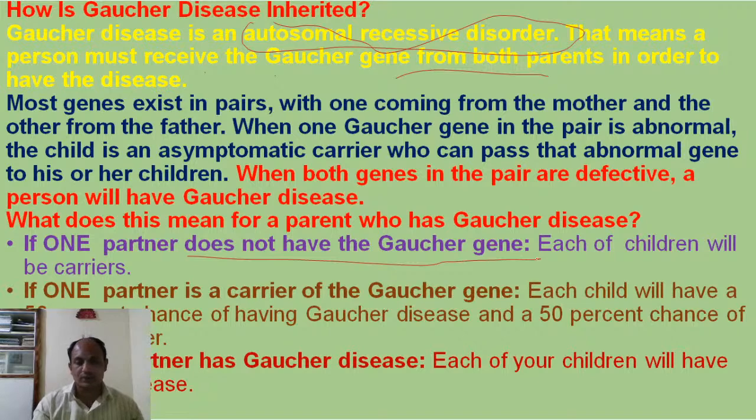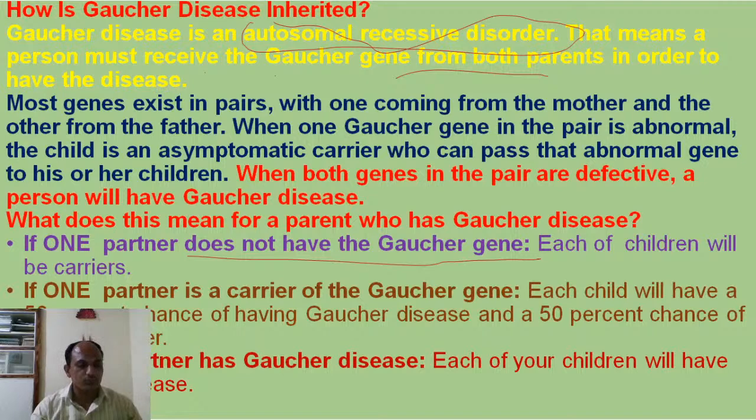So whatever children they will have, none of the children will suffer from this Gaucher disease, but they will be carriers for the Gaucher disease gene, if one partner does not have the Gaucher gene. Second, if one partner is a carrier of the Gaucher gene, then each child will have a 50% chance of having Gaucher disease and a remaining 50% chance of being a carrier.